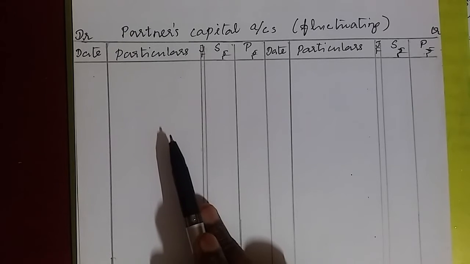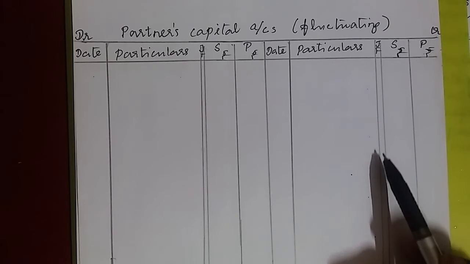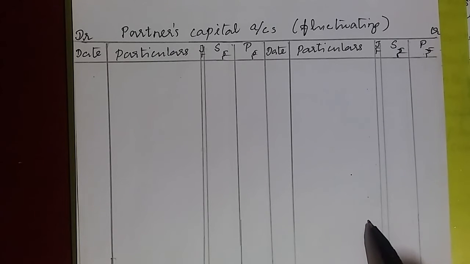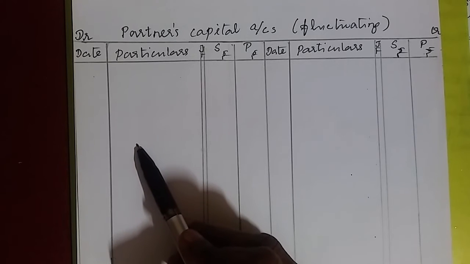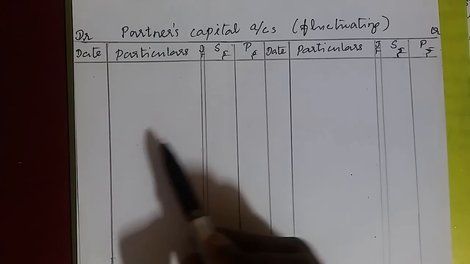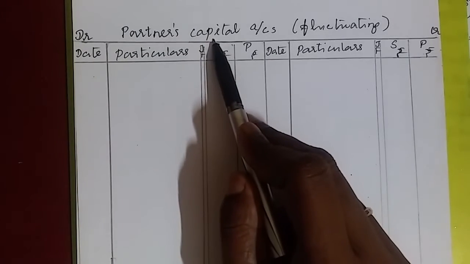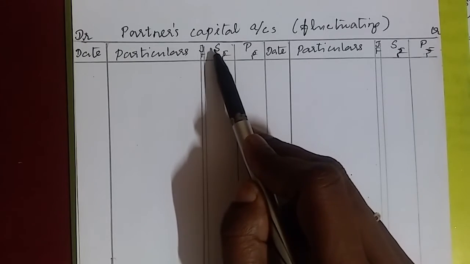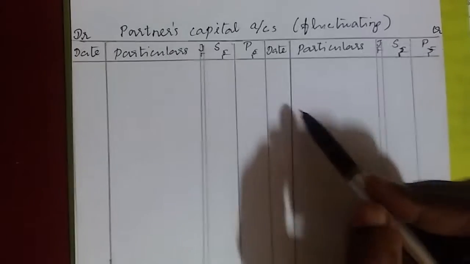Do you remember what the credit values are? Interest on capital, salary, commission, share of profit. Then on the debit side, drawings and interest on drawings. That's all. Only one more I have not mentioned, that is the opening balance of capital. We should start this partners capital account with the opening balance.